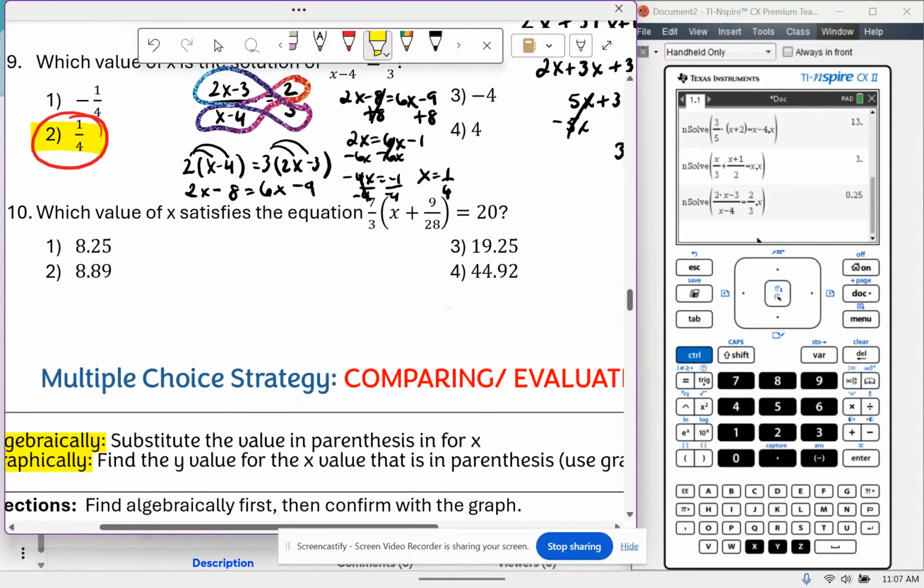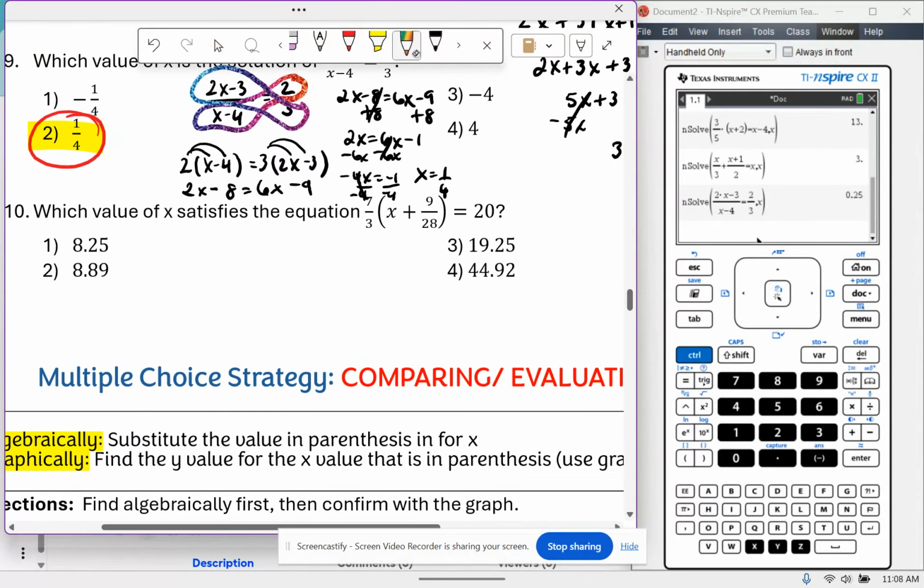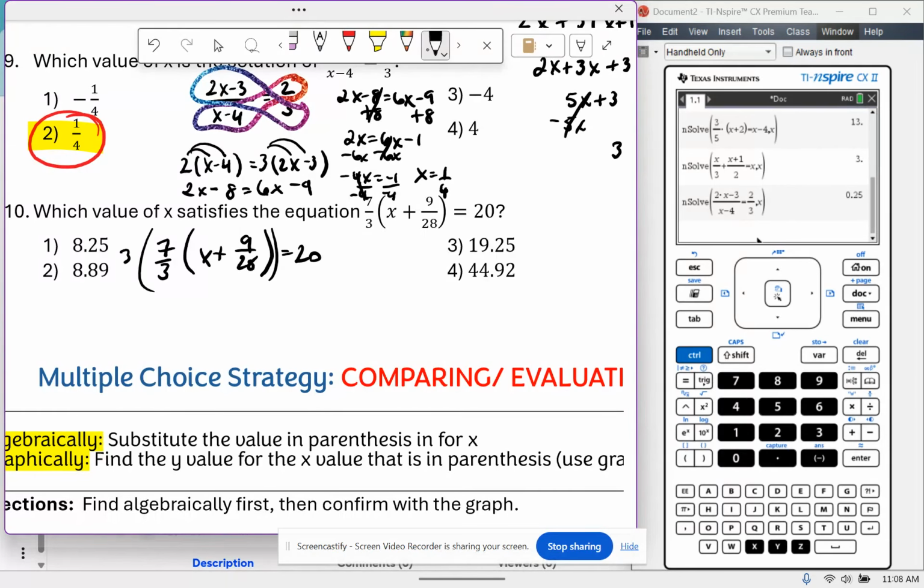Okay, question 10. Which value of x satisfies the equation 7/3 times x plus 9/28 equals 20? Let's multiply both sides by 3 to clear the fraction. I now have 7 times x plus 9/28 equals 60. I'm going to divide both sides by 7. And I now have x plus 9/28 equals 60/7. I'm going to subtract 9/28 on both sides.